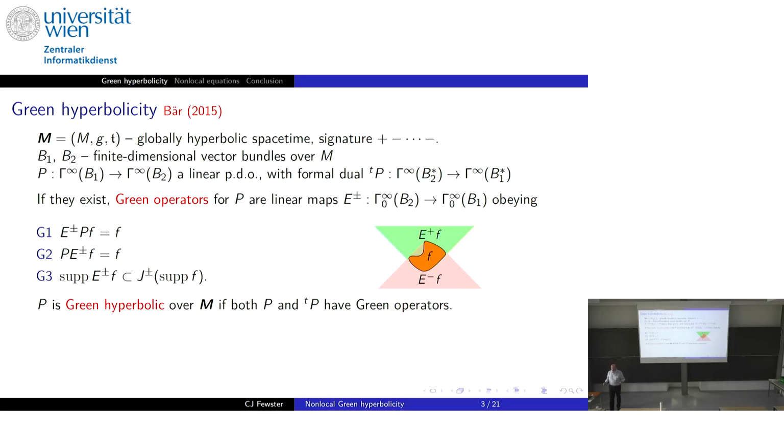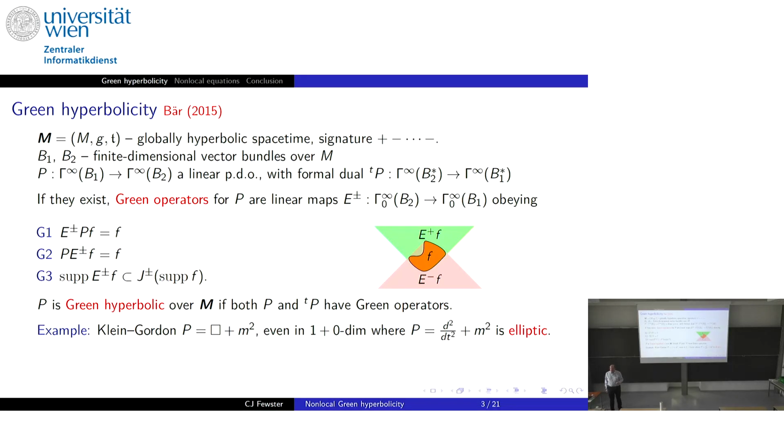So what is a green hyperbolic operator? It's simply a partial differential operator P, which has green operators for P and green operators for its formal dual. Okay, so that's the idea. And notice this is essentially algebraic.